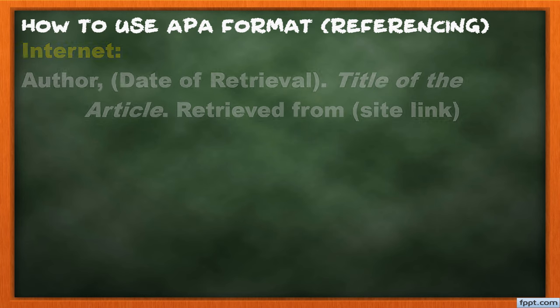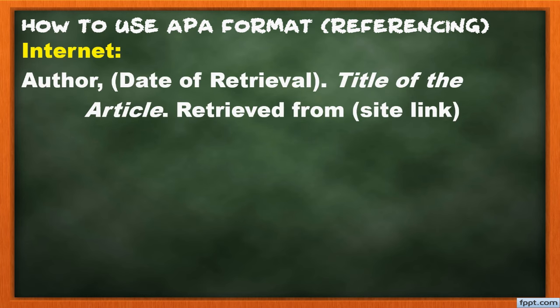Next, what if information was taken from the internet? So first, you will cite the author, same as with the previous one. So the last name is complete, followed by the initials of the first name and the middle name, and then the date of retrieval or year of retrieval. This actually means that it is the date when you gathered or retrieved the information. So let's say that you gathered the information in 2018, and you have taken the information from a blog or an online article, and then "retrieved from," include the site link or the URL.